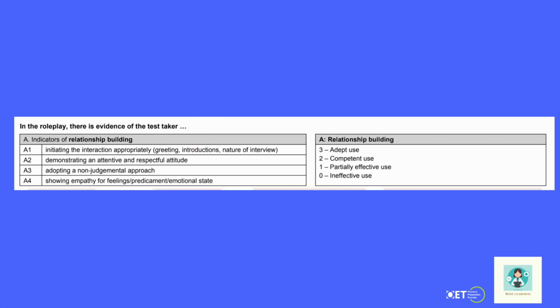So, if we look here in the indicators of relationship building, they are looking to see if you can initiate the interaction appropriately, and this includes greetings, introductions, and explaining the nature of the interview. So, if that's what the examiners want, then that's what you have to give them. And we're going to look at exactly how you can do this in this lesson.